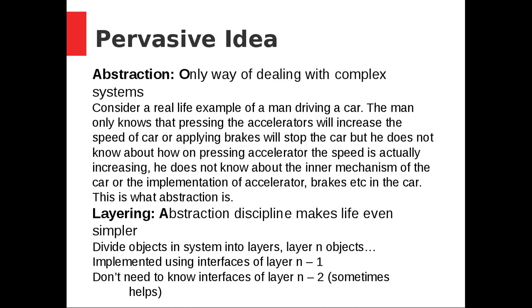Next, we have layering. Well, abstraction discipline makes life even simpler. Well, that's what I was talking about. Going on and on, layer by layer. You have a thing of n levels, you go to the n minus 1th level, n minus 2th level, and so on. But sometimes it's better to keep it that way. Let's go up to the n minus 1th level, maybe, at most. But we do not want to go any further, because that will add more complexity, and we definitely do not want complexity.